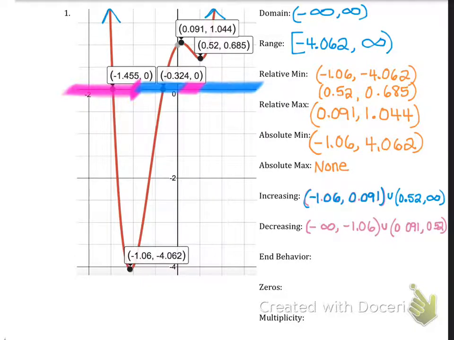Now, a couple of things to keep in mind. I went back and forth from increasing and decreasing. I usually fill in those lines there as I read my graph left to right to just make sure I'd never forget an interval. Notice how all the numbers kind of relate to each other by using the same points. Then everything has a parenthesis because we have infinities, but we also have at those points, those values, the negative 1.06, the 0.091, and the 0.52, that's where it stops doing one and starts doing the other. So at the actual point, it's not increasing or decreasing. That's why we always use parentheses.